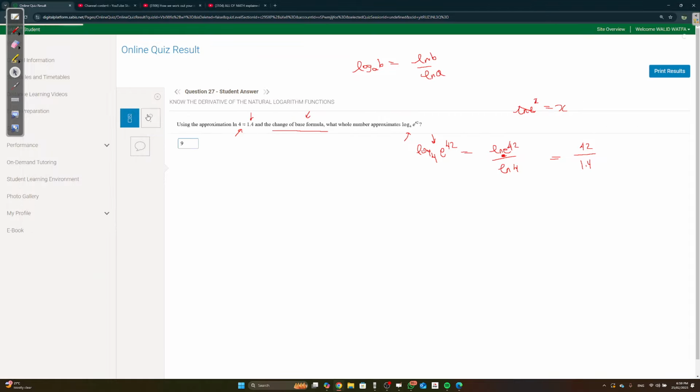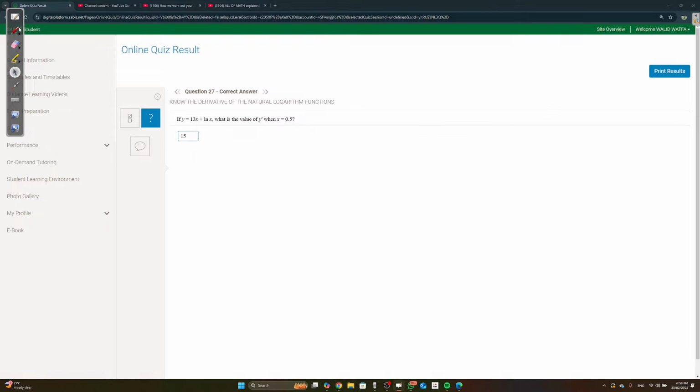Question 27. If y is equal to 13x plus ln x, what's the value of y prime when x is equal to 0.5? Type, what's the derivative here? 13x plus ln x. How do you derive? You derive one by one, right? So you're going to get 13. 13x, derivative is 13. Ln x, what do we say the derivative of ln x is? It's u prime over u, right? U prime over u. I told you memorize this. Okay. What's u? x. What's its derivative? 1 over u, which is x. In general, ln x is just 1 over x.